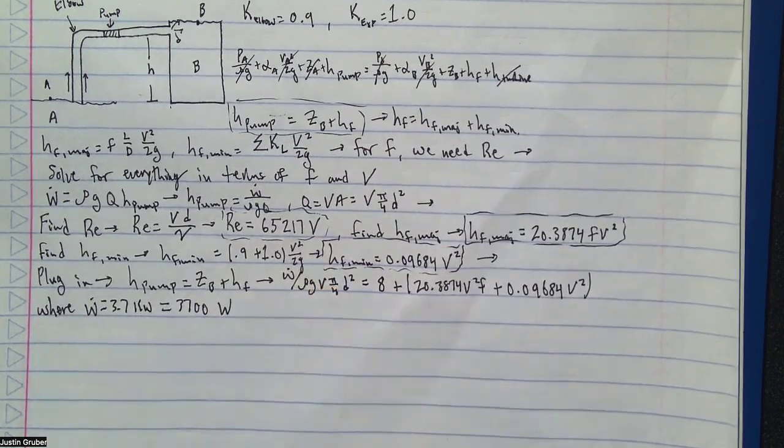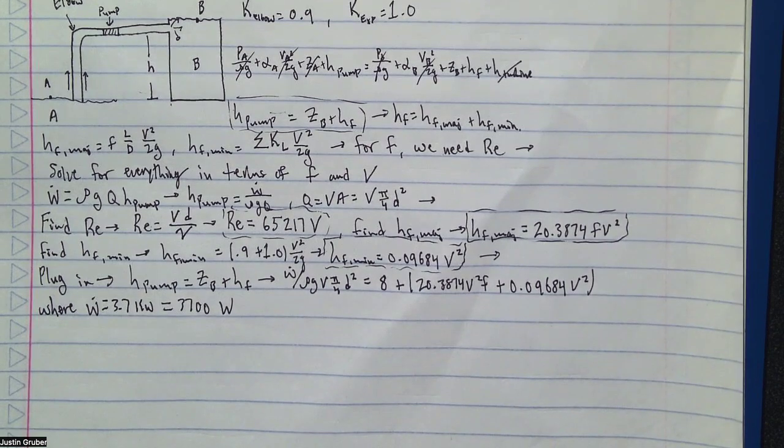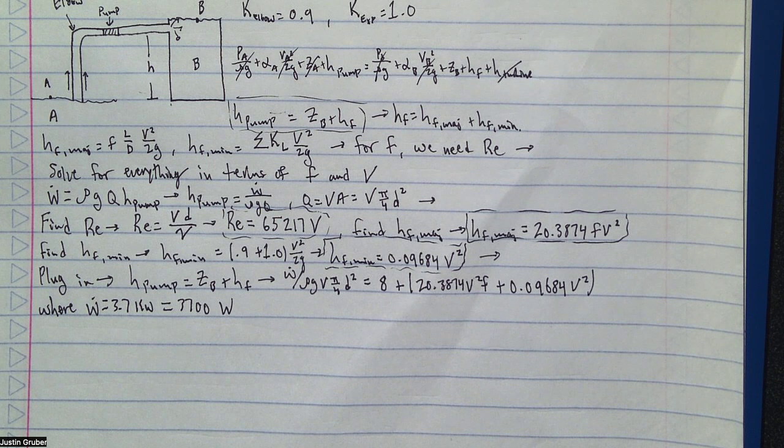So what we want to do, you can see in this thing, we've got two unknowns and only one equation. So what we can do is program a big MATLAB script that can iteratively solve both of these things using the Colbert equation and the Reynolds number.